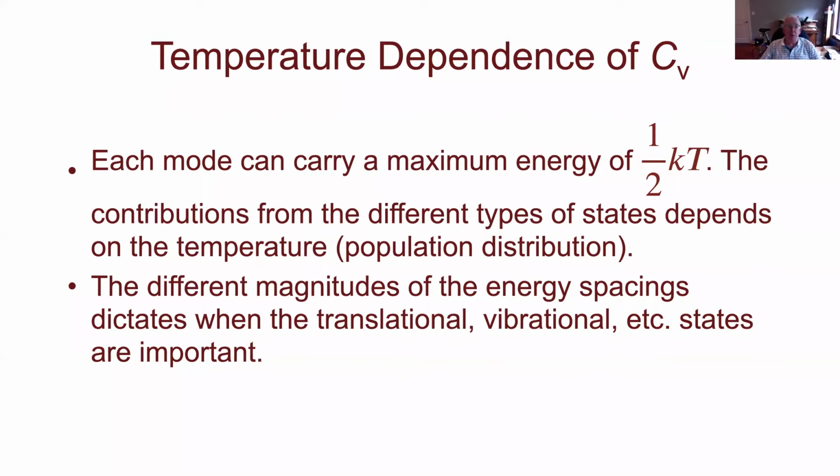The reason why translation, rotation, and vibration are going to behave differently is because, again, the spacing between their energy levels is very different from one of those categories to the next. We can see that if we look at the way the heat capacity changes with temperature.